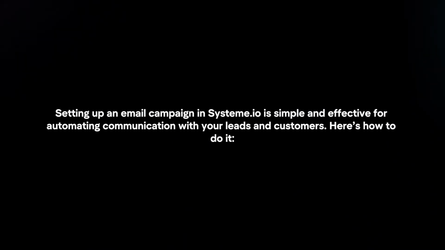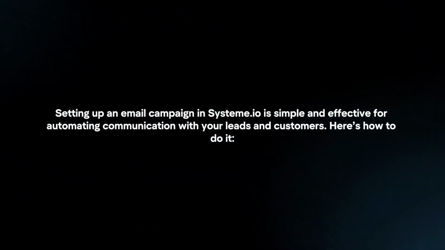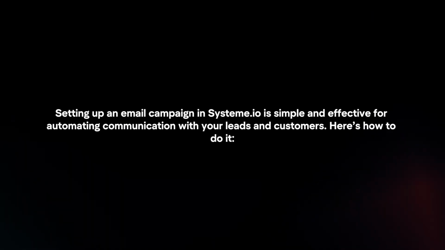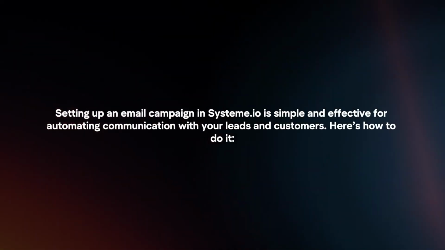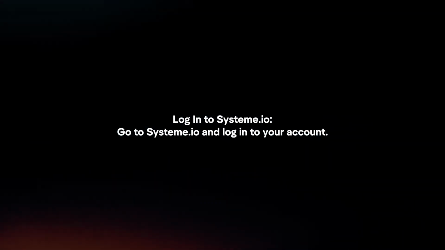Setting up an email campaign in System.io is simple and effective for automating communication with your leads and customers. Here's how to do it. Log into System.io. Go to System.io and log into your account.